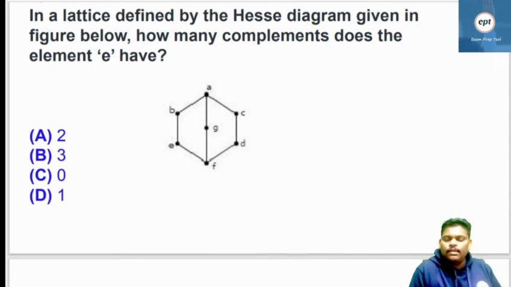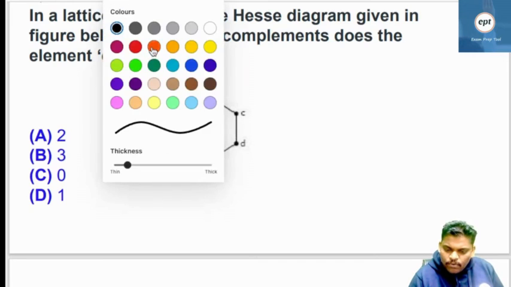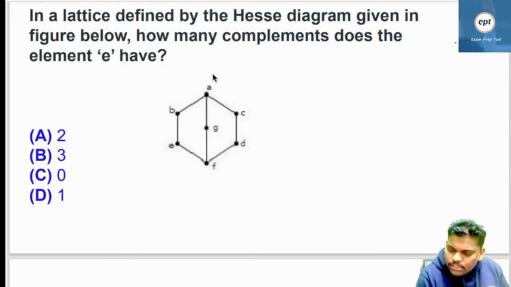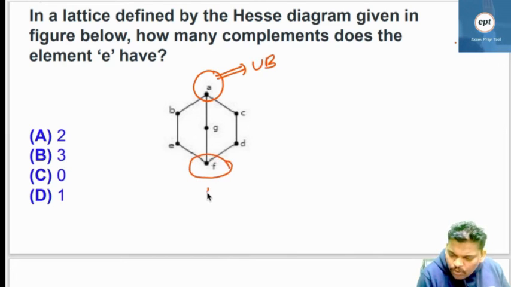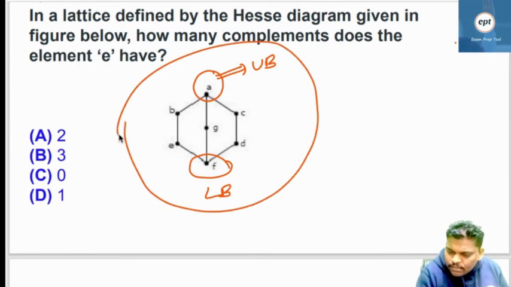In a lattice defined by the Hasse diagram given below, how many complements does the element E have? Everyone knows, listen. In the upper diagram, the upper person is the upper bound, and the bottom person is the lower bound. In this lattice, the upper bound is A and the lower bound is F. Now he is asking for the complement of E.